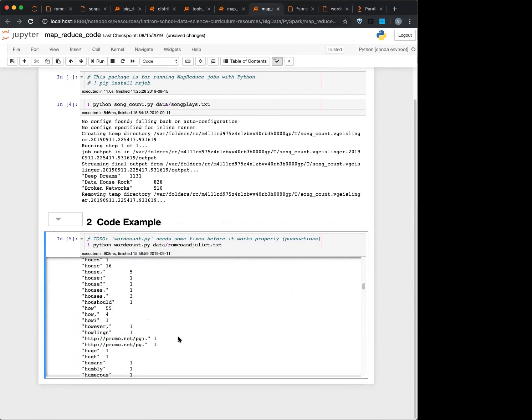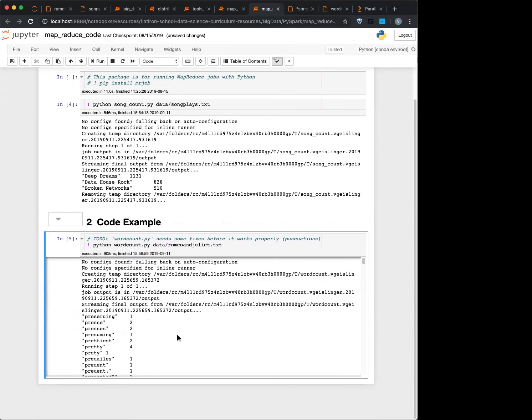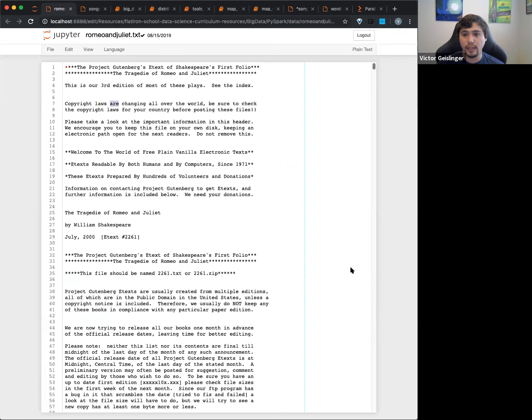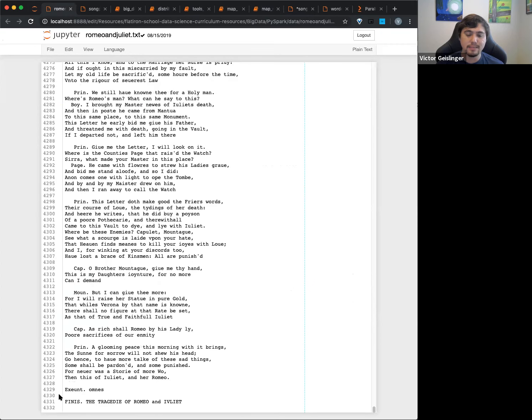Would this be, could this kind of be like a start to text mining? Yeah, actually, this could be something where you're taking this data in there and you want to process that data. If you imagine, you can see this is the full thing of Romeo and Juliet. It's pretty decently sized and that happened relatively quickly.